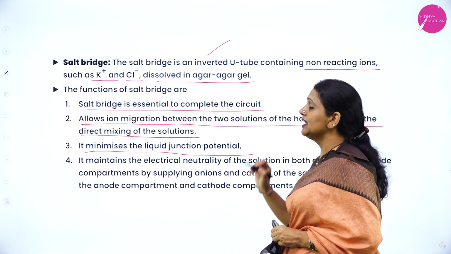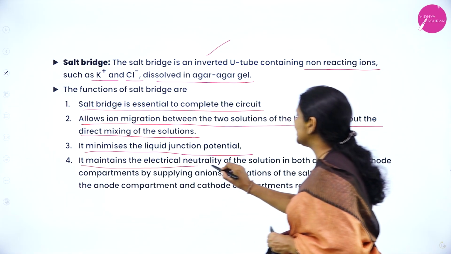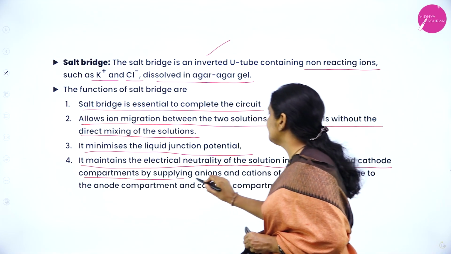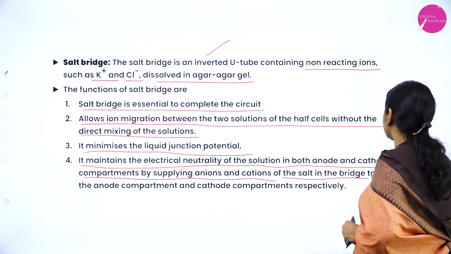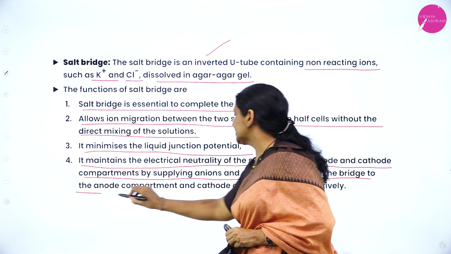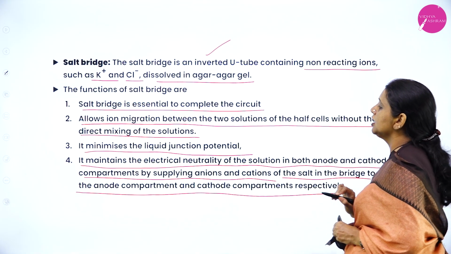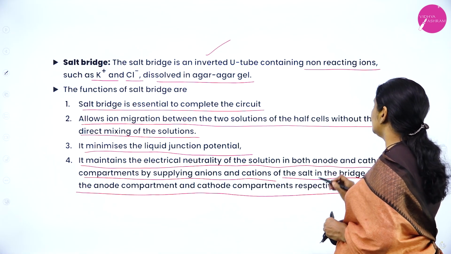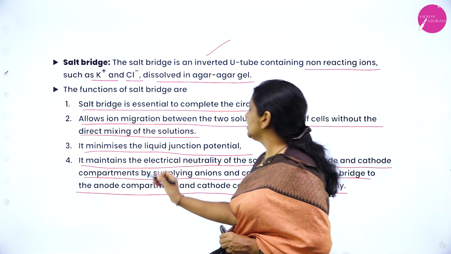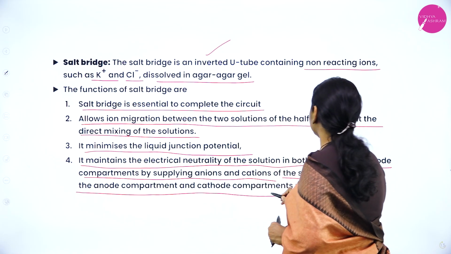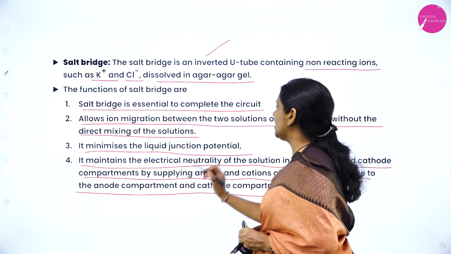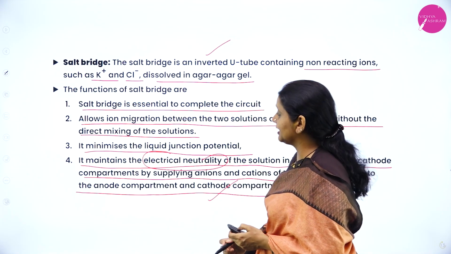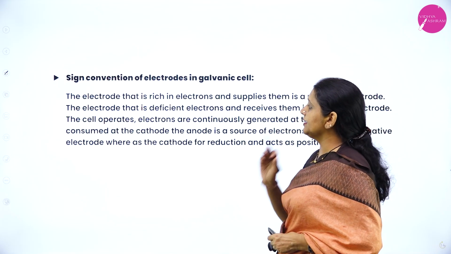It maintains the electrical neutrality of the solution in both anode and cathode compartments by supplying anions and cations of the salt in the bridge to the anode and cathode compartments respectively. To maintain electrical neutrality in both anode and cathode compartments, the salt bridge supplies anions and cations. Okay. Sign convention.